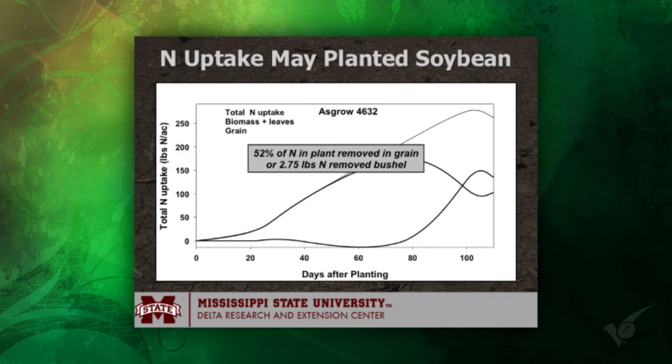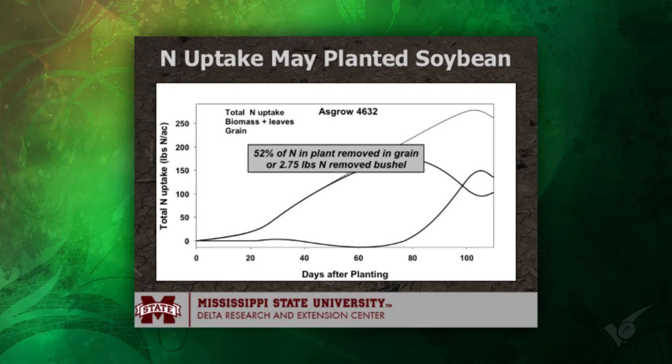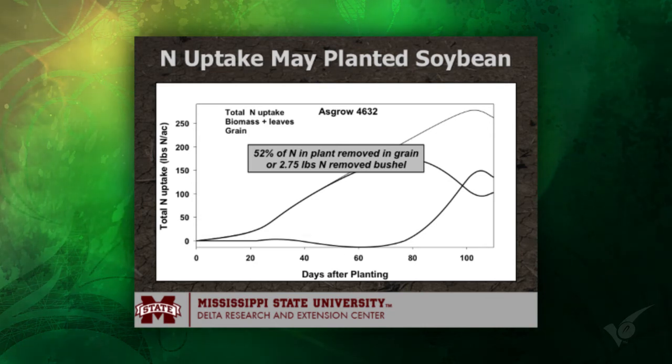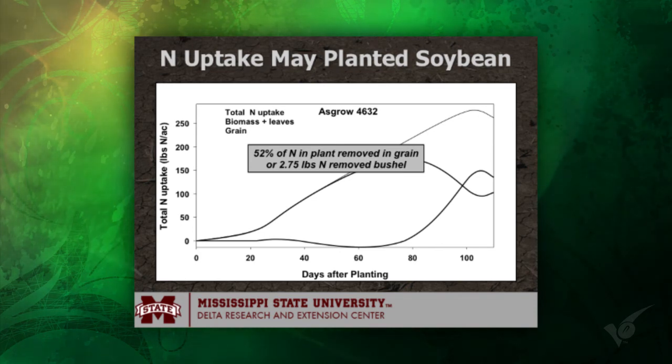All right, if we look very quickly at our May planted beans, one thing to note is when we planted in May, we had a shorter season over that duration, and we took up much less nutrients in total. For nitrogen, we took up about 276 pounds of nitrogen per acre in that plant. 52% of that was removed in the grain, or about 2.75 pounds being removed per bushel. Now keep in mind that those April planted beans were 80 bushel beans. These are 50 bushel, okay, May planted beans.